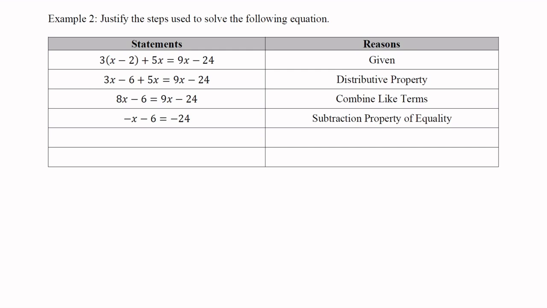And since we subtracted 9x from each side, that was the subtraction property of equality. Next, we're going to add 6 to each side to give us negative x equals negative 18. So that is the addition property of equality. And then finally, to get rid of the negative, you either have to multiply or divide each side by negative 1. So here I just called it the multiplication property of equality because I multiplied each side by negative 1. This could have also been stated as the division property of equality because you can divide each side by negative 1 and get the same result.